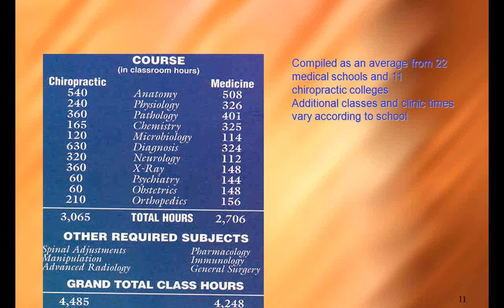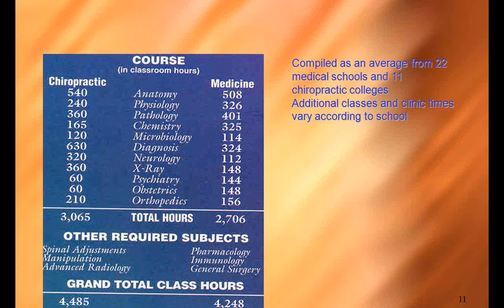This is a really fun slide to take a look at here. This is just a compiled average from 22 medical schools and 11 chiropractic colleges, just to get an idea of some of the classroom hours. It's certainly not to show that one's way better than another, just to give you an idea that there's a focus in specific areas when you compare one to the other. But in chiropractic, there's more hours in anatomy. If we go down the list, we've got twice the hours in diagnosis, about 3 times the hours in neurology, more than double the hours in X-ray, and a lot more hours in orthopedics as well. If you look at total hours, you're looking at almost 400 hours of classroom time more.